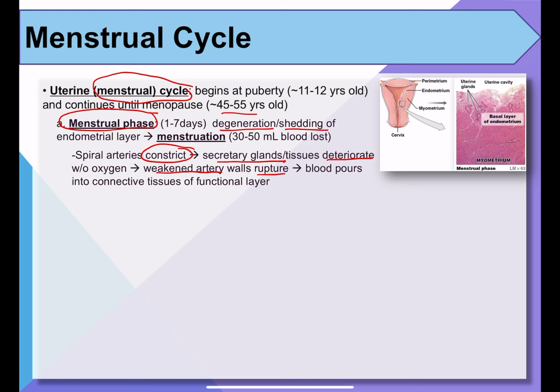Okay, so this illustrates microscopically what happens during the menstrual phase. This is the endobasal layer of the endometrium. These are those uterine glands I was talking about. Okay.